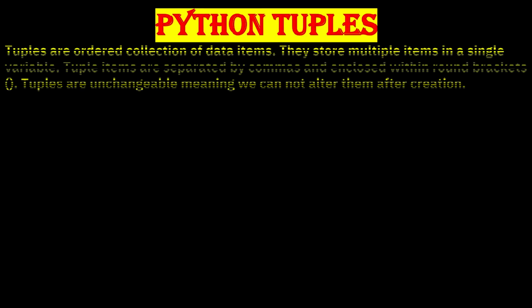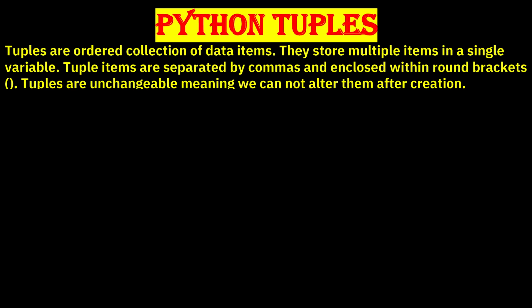Python tuples. Tuples are an ordered collection of data items. They store multiple items in a single variable. Tuple items are separated by commas and enclosed within round brackets. Tuples are unchangeable, meaning we cannot alter them after creation.